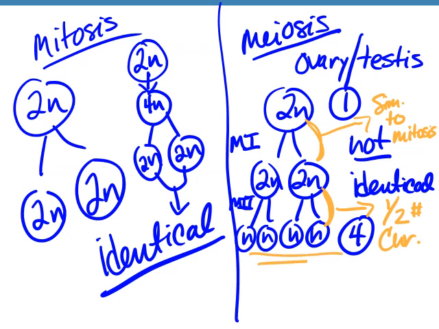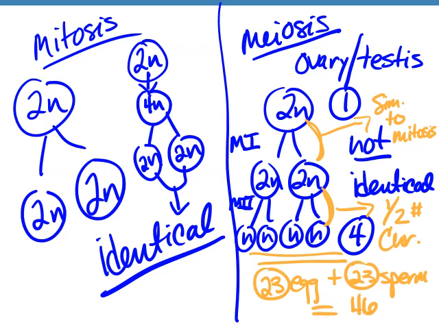So the entire reason that we do meiosis is so that when we take our 23 chromosomes from our egg and we add it to the 23 chromosomes from our sperm, we end up with a cell that has 46 chromosomes, and that cell can continue to divide until it becomes an embryo and then a fetus and then eventually a newborn.